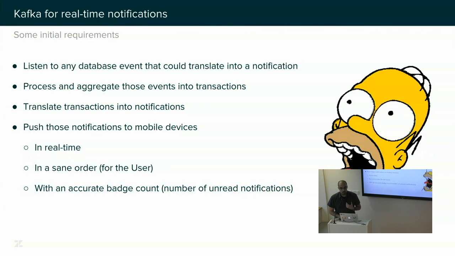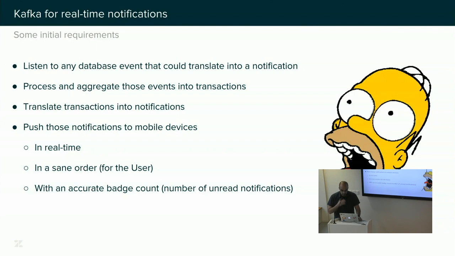Also, we had to tackle and address all this, but at the same time, we had to guarantee that the push notifications were being delivered in real time, because we don't want to put a huge delay on this process. We also wanted to deliver these notifications in a sane order for the user. So imagine if we create and update a resource, we don't want the update to reach the user before the actual creation of that resource. So that was a big important requirement for us as well.